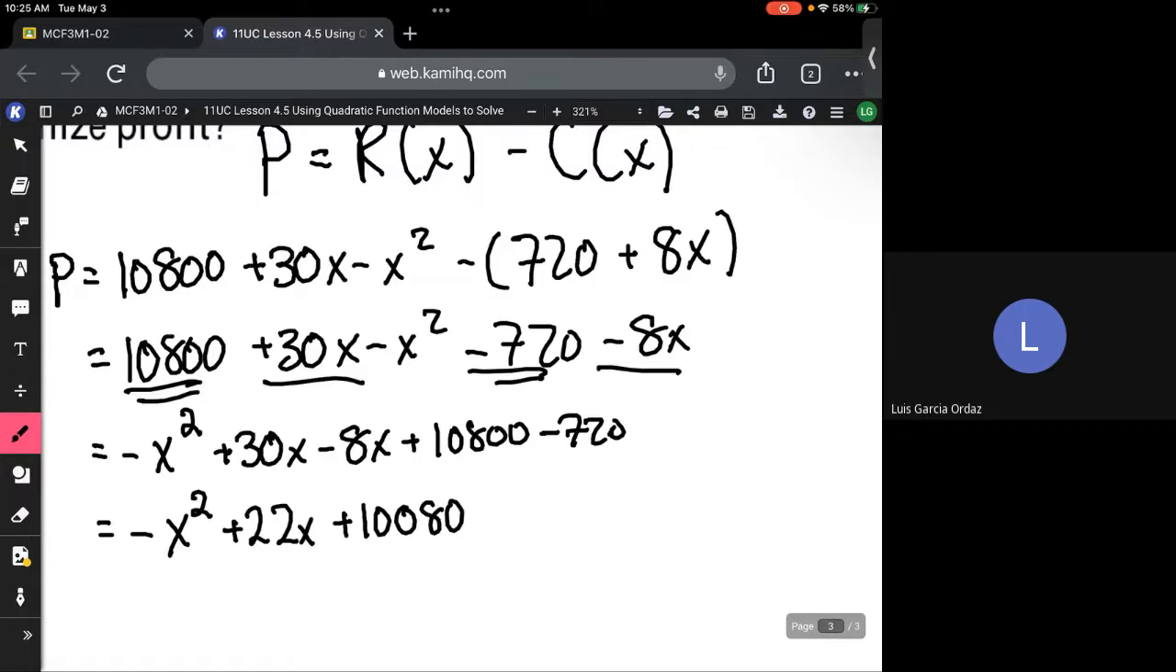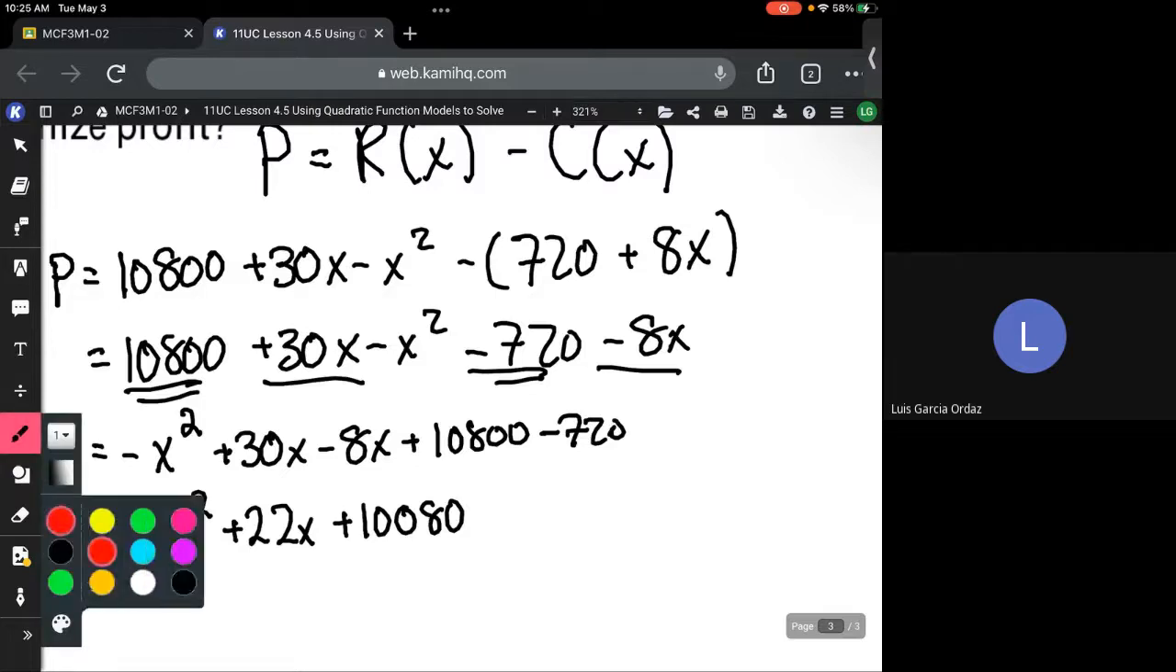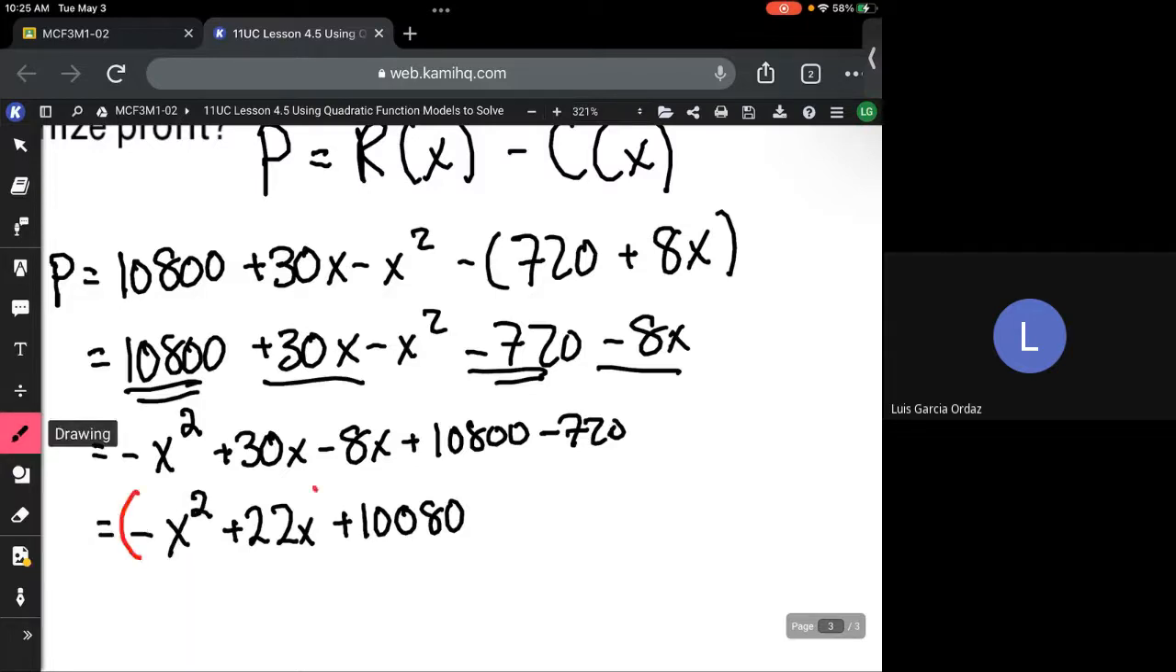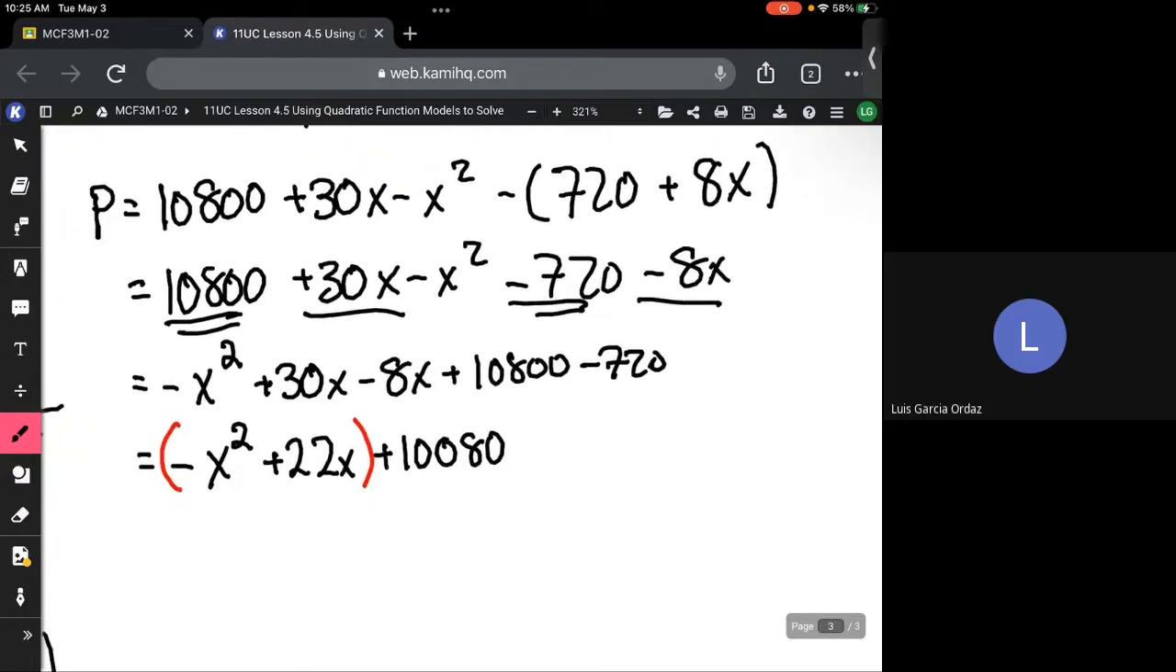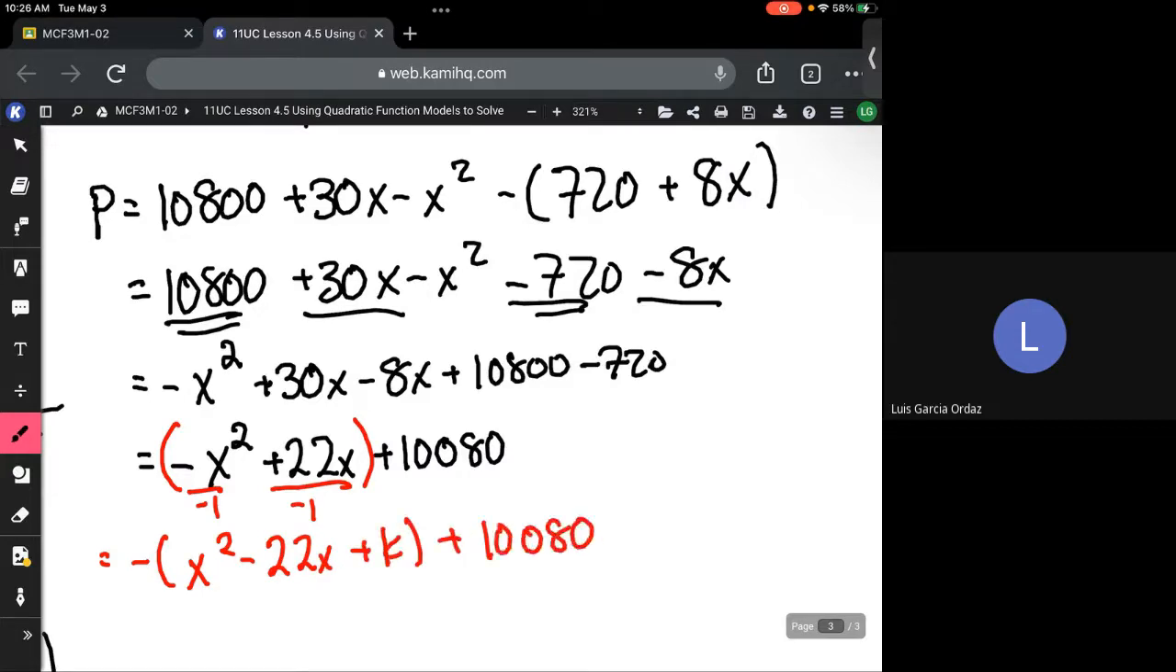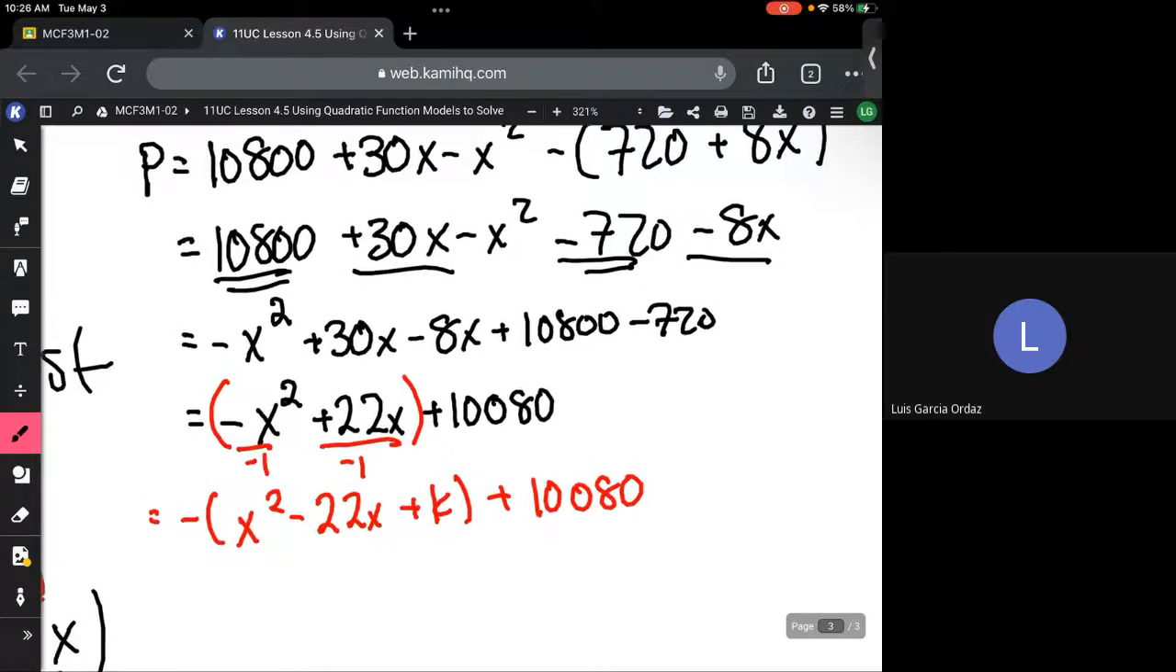Okay, so this is in standard form. To find the maximum profit, what do we need to do? We're going to have to go to vertex form, which means complete the square. So I'm going to focus on these two terms first. Is my x squared positive? No. So what do I have to factor out? A negative. Yep. So I'm dividing everything by negative 1. So I'm going to be left with x squared minus 22x, and then I can have the plus k, plus 10,080.